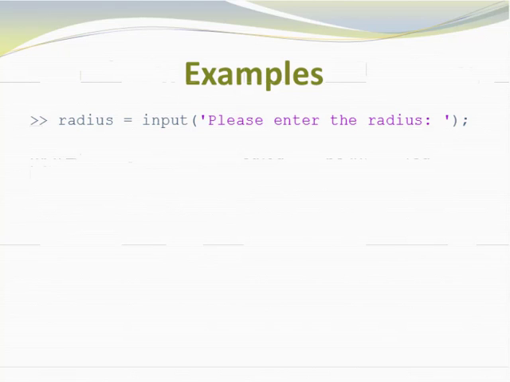input statement. So if I were to hit enter, what I would see is my message would pop up on the command window, please enter the radius, and let's say I typed in the value of 5. That value of 5 is going to be stored into my variable radius, so if I then did a display statement and tried to display the radius, I would get a value of 5.